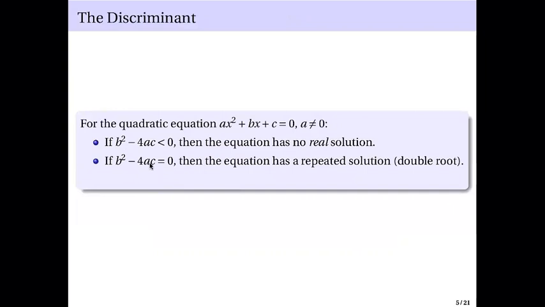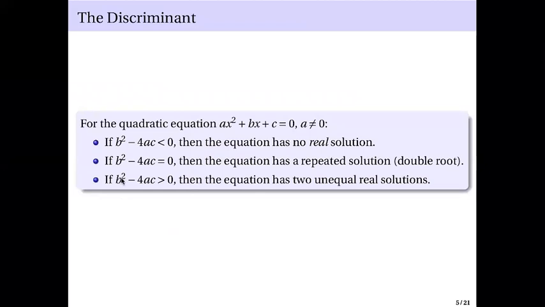If b squared minus 4ac equals 0, then the equation has one solution and it is repeated. So meaning, technically, this equation has two solutions, but the solutions are the same. That's why we call it a double root.